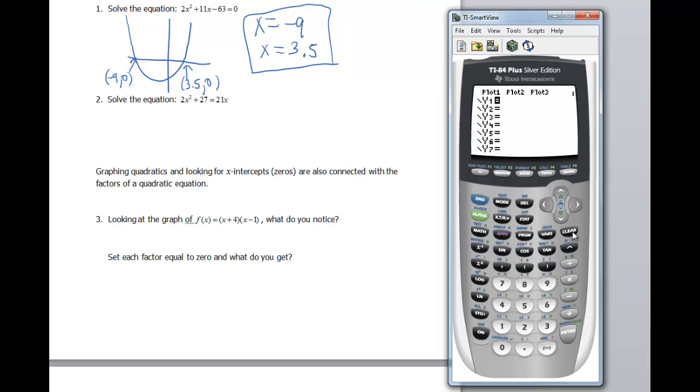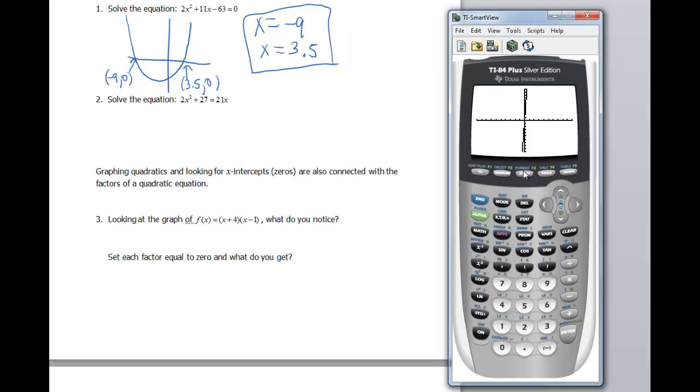So here's where we're going to use our y1 and our y2. In our y1, we're going to put 2x squared plus 27. And then in our y2, I'm going to put the other side of the equation, which is 21x. So what I'm going to be looking for then is where these two functions intersect. So when I hit graph, I'm not going to see my... Well, that doesn't really help us very much.